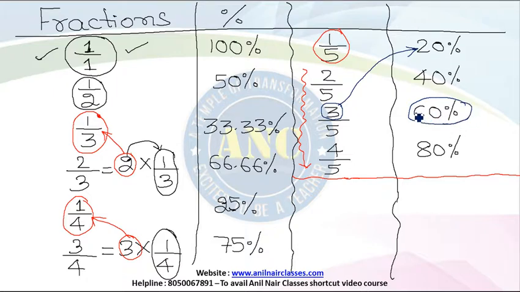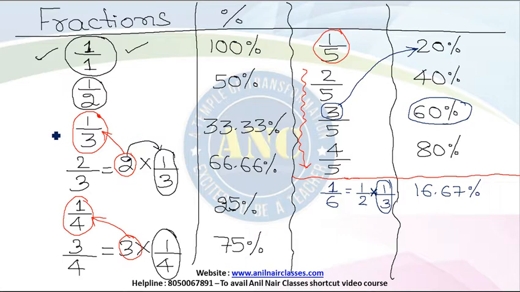Next, 1 by 5 over. Slightly increase the denominator again. It becomes 1 by 6. 1 by 6 can be written as 1 by 2 into 1 by 3. 1 by 3 we already know it as 33.33%. What is half of 33.33? Half of 33.33 is 16.67%. Now if I increase my numerator, it becomes 2 by 6.